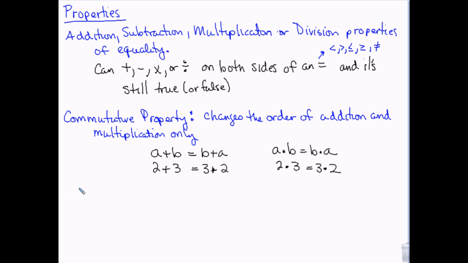Sorry, my handwriting is sloppy today. The next one we have is the associative property. It only has one I in it. No, it doesn't. It has 2 I's, but not right next to each other.